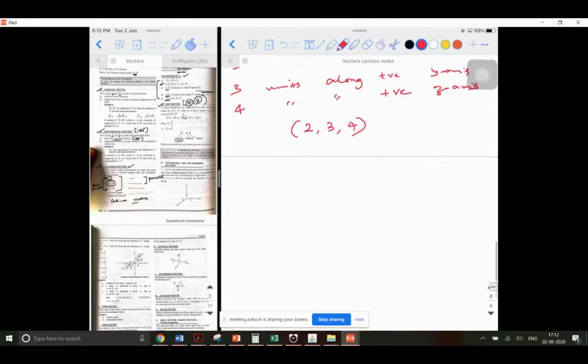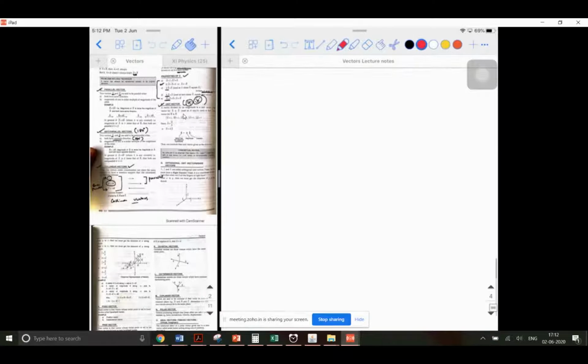I hope it is clear till this step. If there is any doubt, please let me know. I'll give you 1 minute. You can get your doubts clarified if there is any doubt.